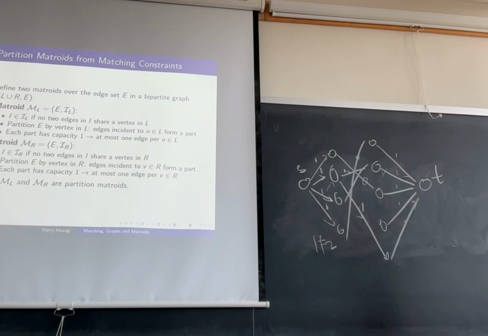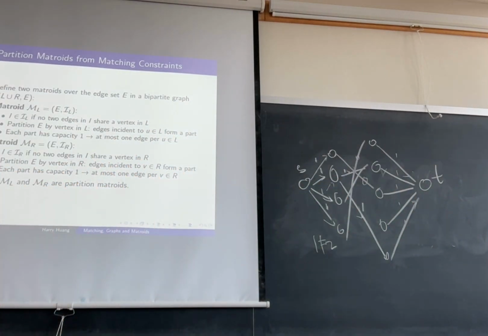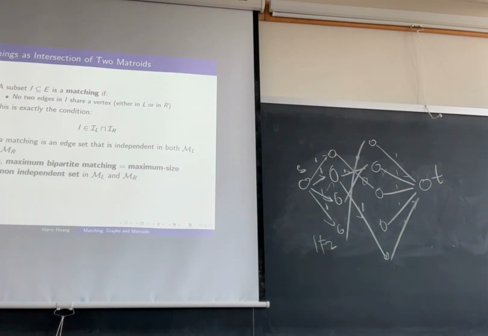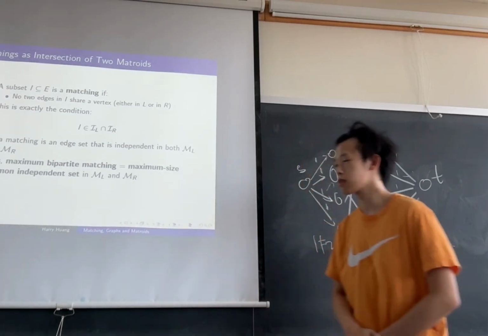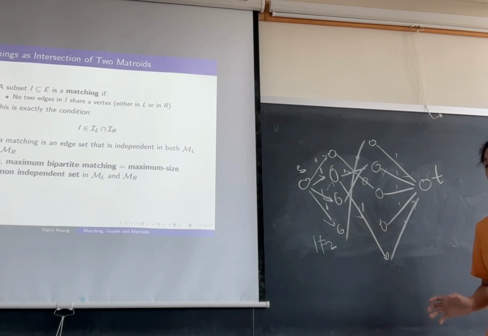It means that two edges don't share the same endpoint in the right set. And if we solve the matroid intersection problem, that is, we find the maximum common independent set for both matroids, we will find the bipartite matching, because it satisfies both the matching property for the left set and the right set.